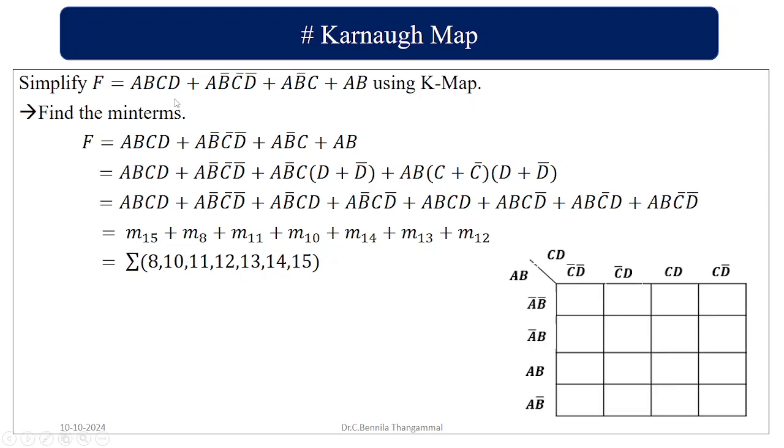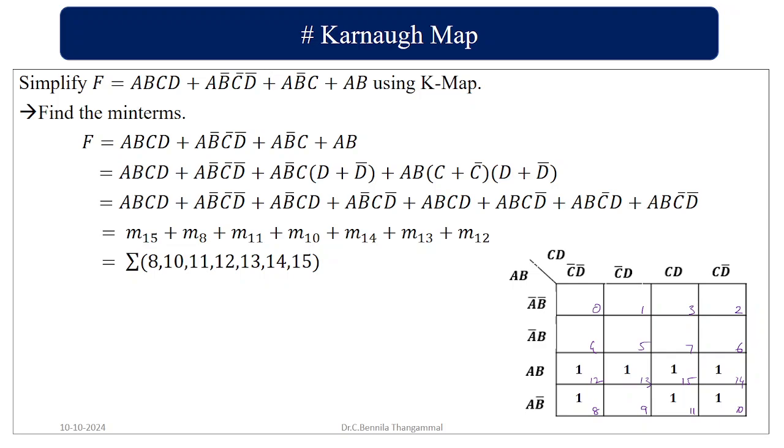So here is going to be A, B, C, D. After setting this up, I have to fill in the values, right? So this is going to be 0, 1, 3, 2. Then 4, 5, 7, 6. This is going to be 8, 9, 11, 10. And here 12, 13, 15, and then 14. Now plot the minterms: 8, 10, 11, 12, 13, 14 and 15.